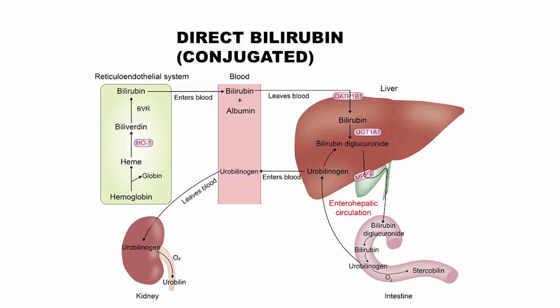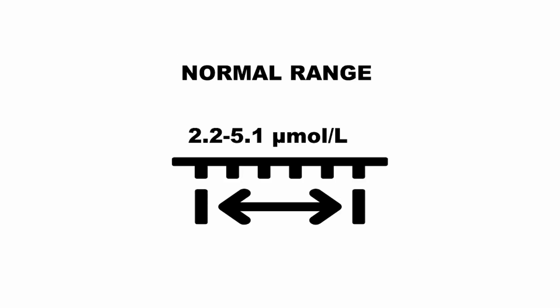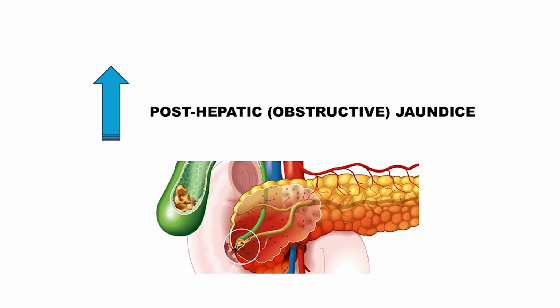The liver conjugates indirect bilirubin via UDP glucuronyl transferase into water-soluble conjugated direct bilirubin, which is later excreted in bile. The normal range for direct bilirubin is 2.2 to 5.1 micromole per liter. Posthepatic obstructive jaundice arises from a blockage in the bile ducts, for example, gallstones or tumors, preventing the conjugated bilirubin excretion and causing a buildup of conjugated bilirubin in the blood.